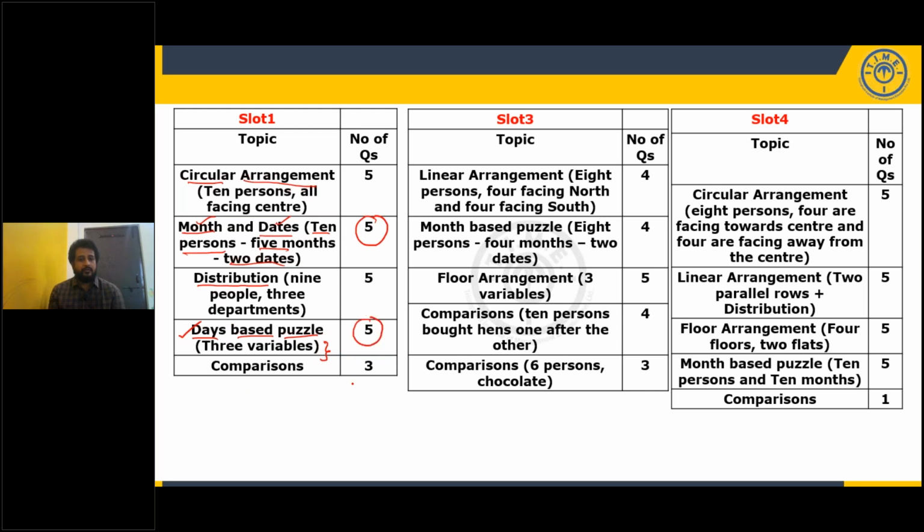Comparisons as usual, a very easy set. Okay, this is about slot 1.